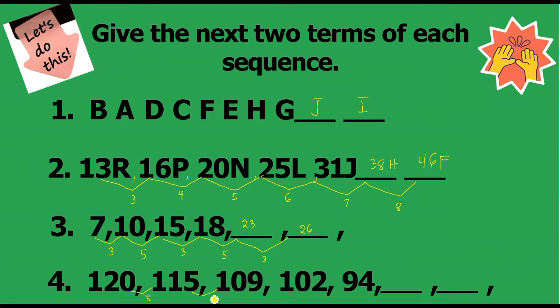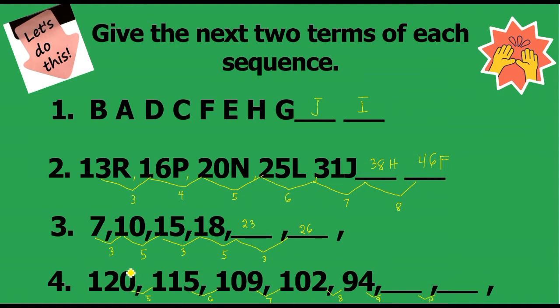115 and 109, that is 6. 109 and 102, that is 7. And 102 and 94 is 8. So, meaning, kung mapapansin natin yung pattern, we have 5, 6, 7, 8. So, ang kasunod na po niya, ang difference ay 9, and then the other is 10.